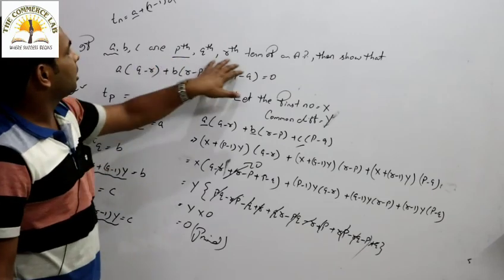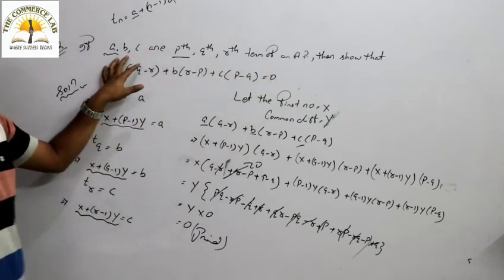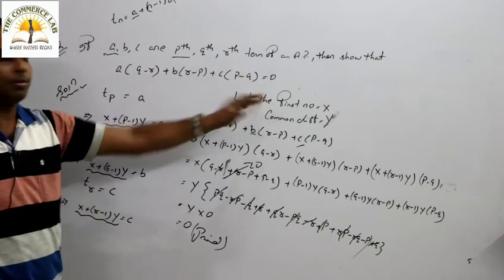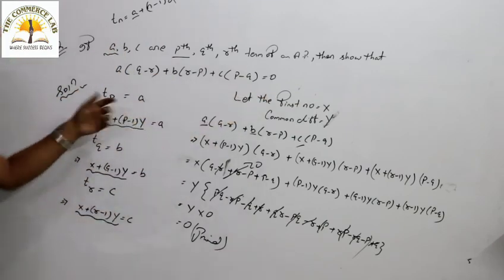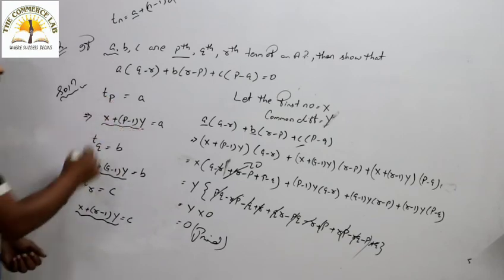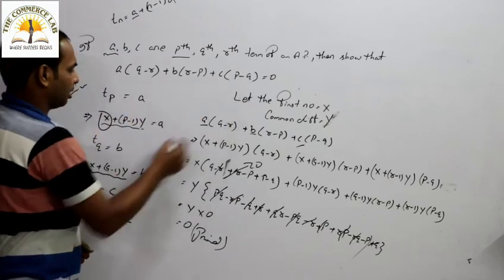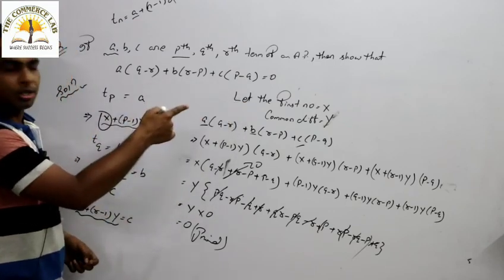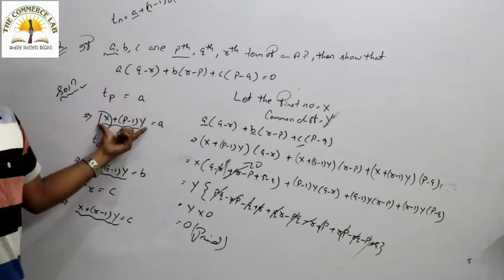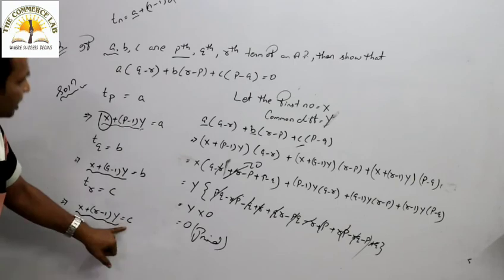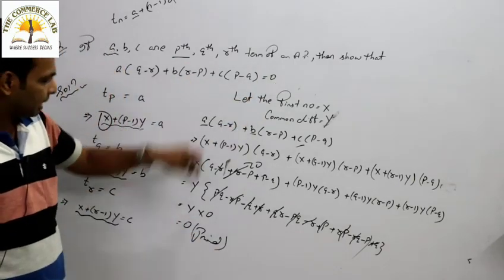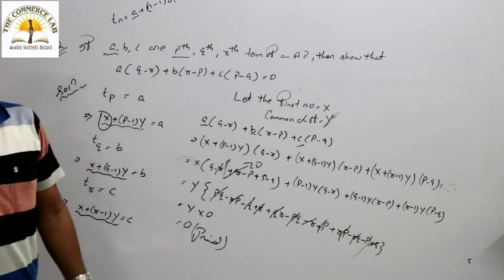If p, q, r terms of an AP are a, b, c, then we have to prove this one equal to 0. So Tp equal to a, we know Tp equal to x plus (p minus 1) into y. x is your first number, y is your common difference. By putting the value of a, b and c in the right hand side part, then we find out the value of this one is 0, hence proved.